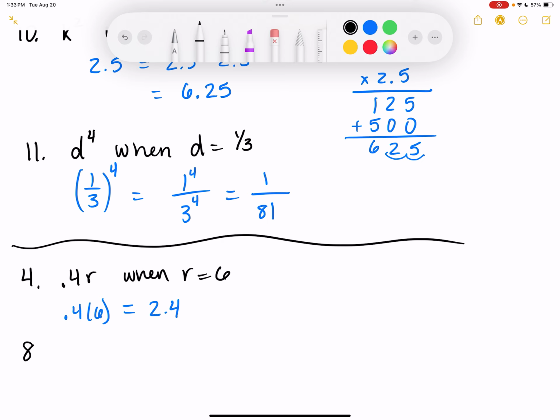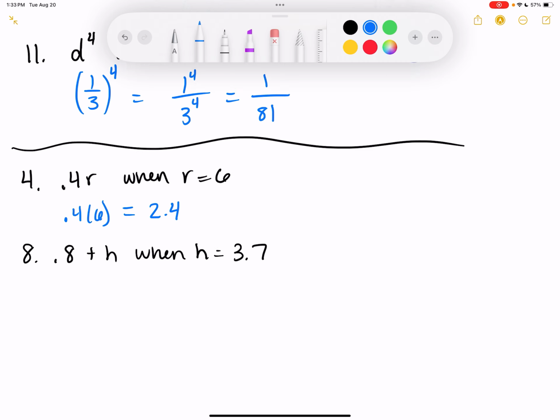Let's see, number 8. 0.8 plus h when h is equal to 3.7. So I'm going to plug in 3.7 for h. 0.8 plus 3.7. And what is that equal to?